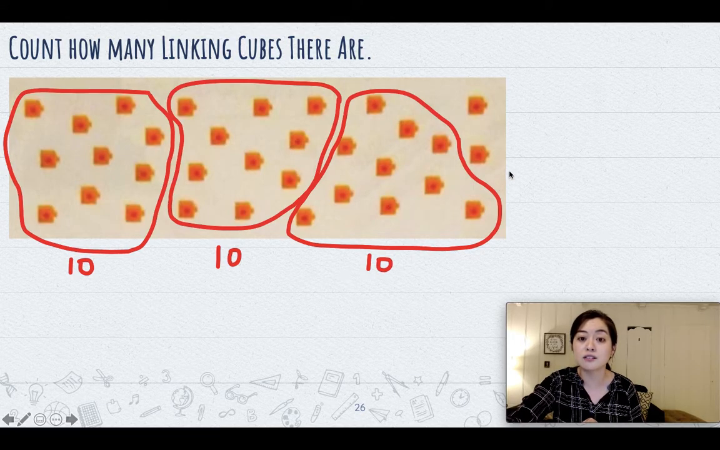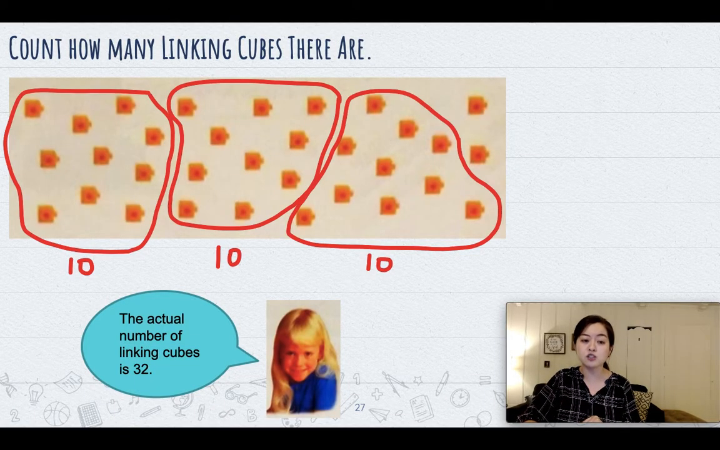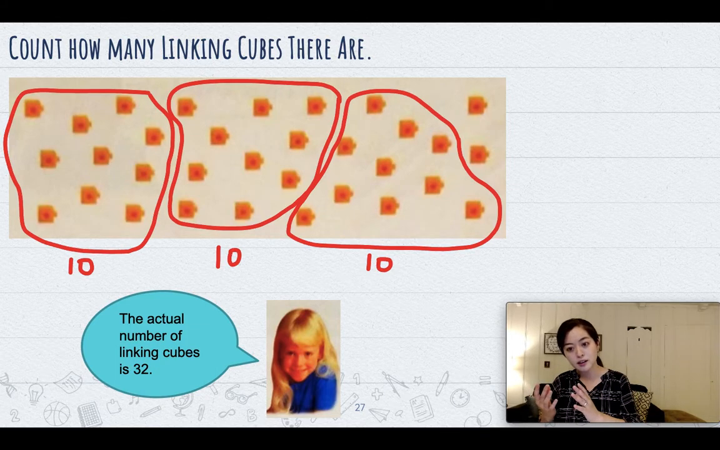And then this is 31, 32. So how many linking cubes are there? Actually, the actual number of linking cubes is 32. Can you see the difference between estimating and also counting?